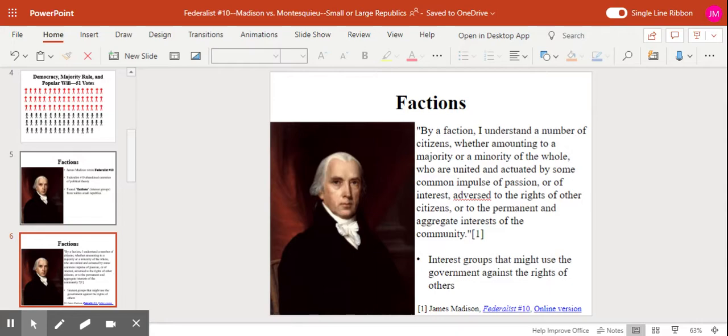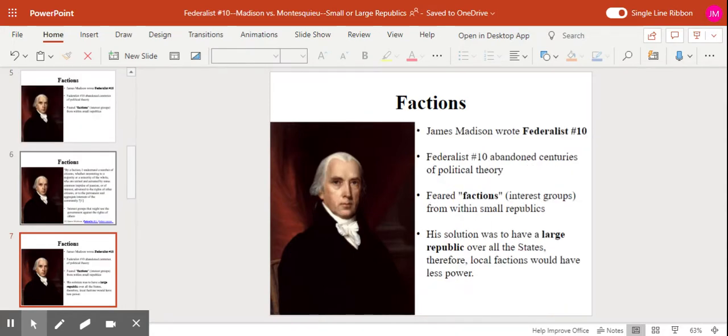And his argument to solve it is what Federalist 10 focuses on. So he fears factions, these interest groups within small republics, and his solution was to have a large republic over the states. This is his solution for the United States, if they accept the Constitution, that there will be a large republic, a republic of republics in the United States. Therefore, local factions will have less power.